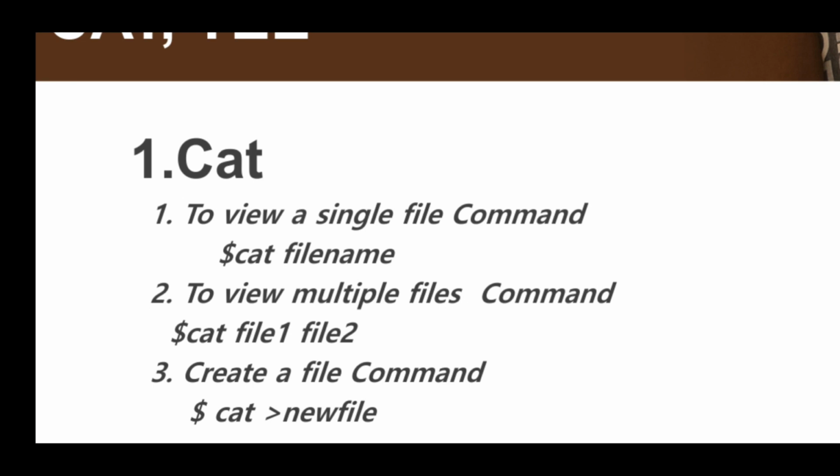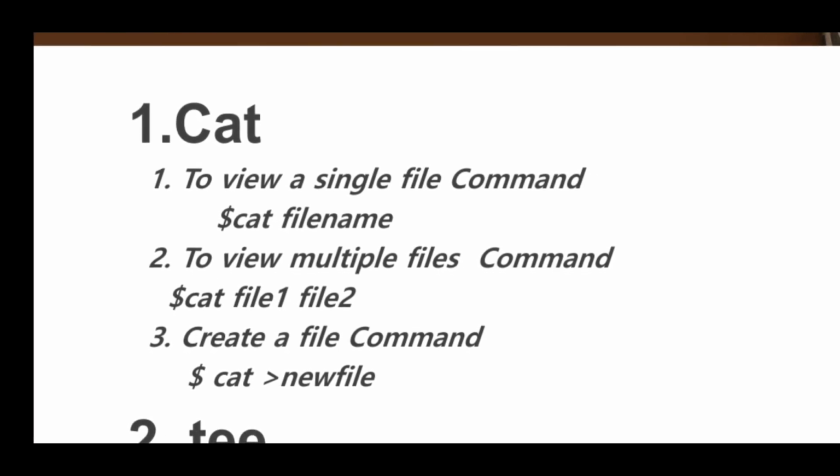Second is viewing multiple files at a time. So we have 2 files, and we want to view both the files together. In that case, we can use cat file1 file2, where file1 and file2 represent the names of the files.